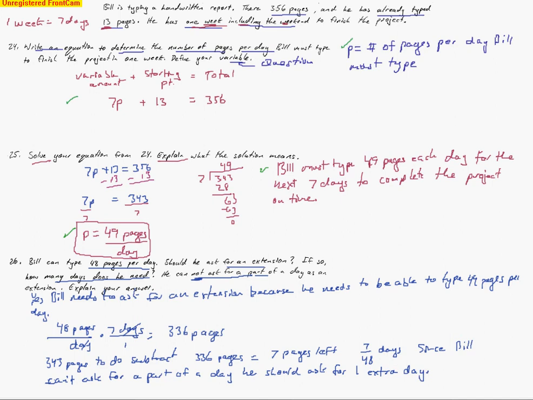Let's just make sure we've covered what we needed to cover here. Again, it asks us the question: will he have enough? Does he need to ask for an extension if he can only type 48 pages per day? Yes, we've covered that. Then it says, if so, how many days does he need? We covered that. It was just 1 extra day. We covered that, and we explained our answer. So that's what you're going to see on that part. Again, make sure that you're careful on coming up with the correct answers, but also on the explanations.